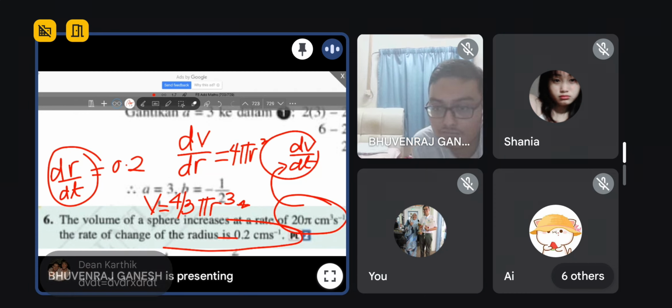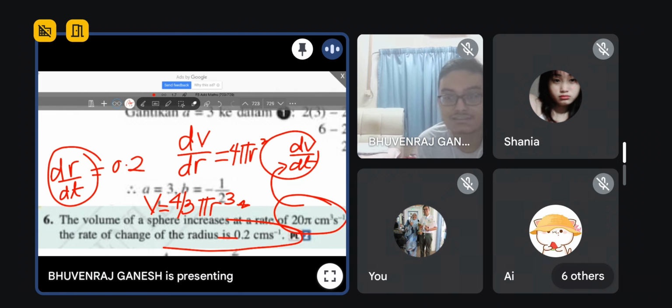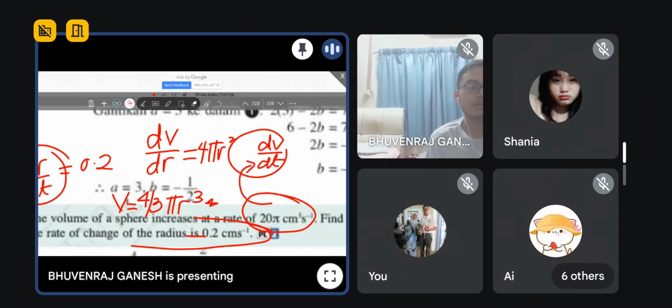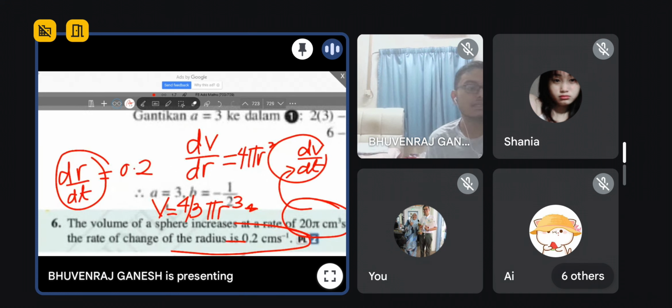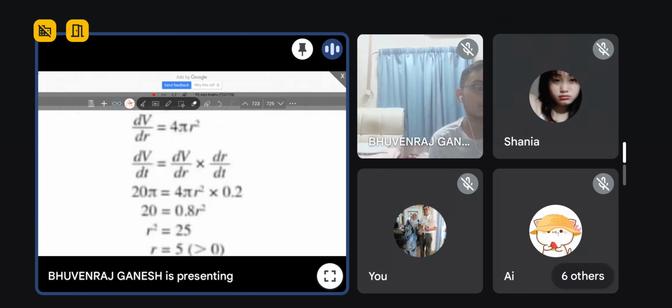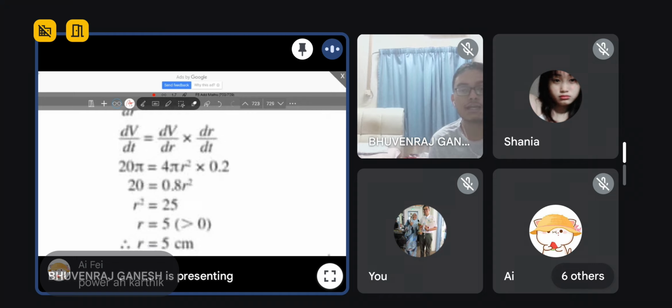dV/dt equal to dV/dr... Very good. Okay, correct. So one more point for boys team. So dV/dt is 20 pi equal to dV/dr, 4 pi r squared, times 0.2. Then you solve for your r. Okay, so you will get the answer of 5 cm.